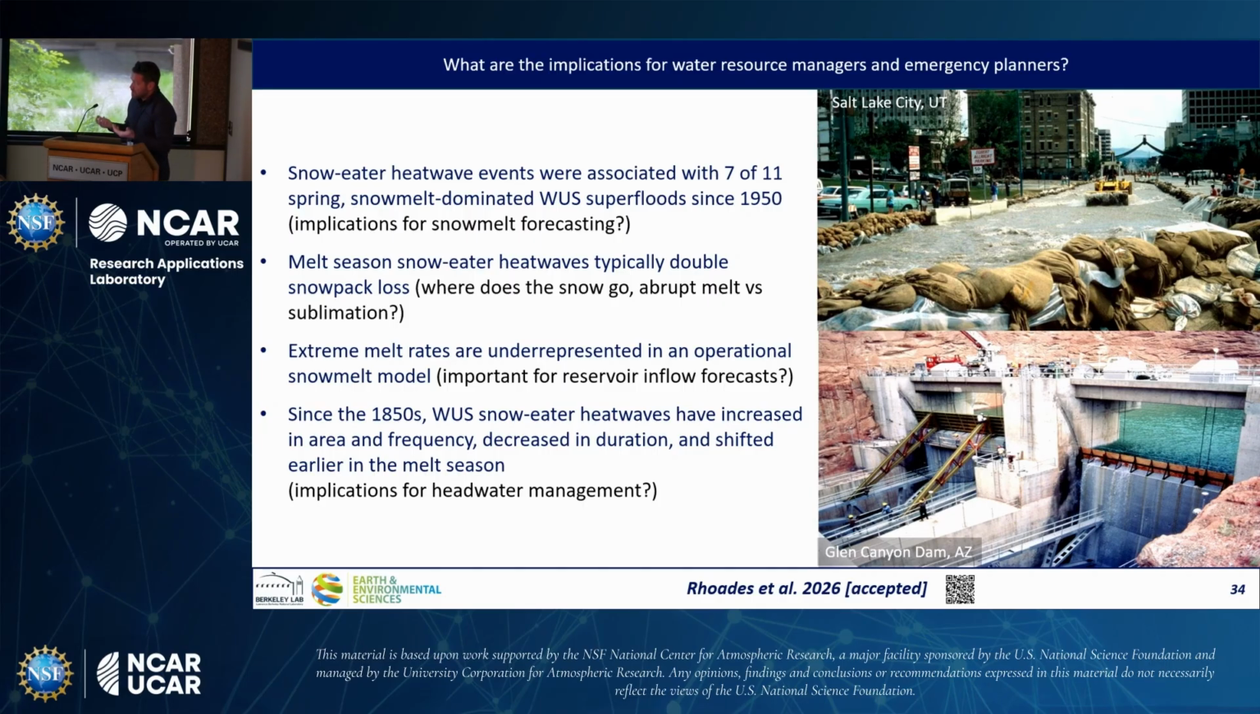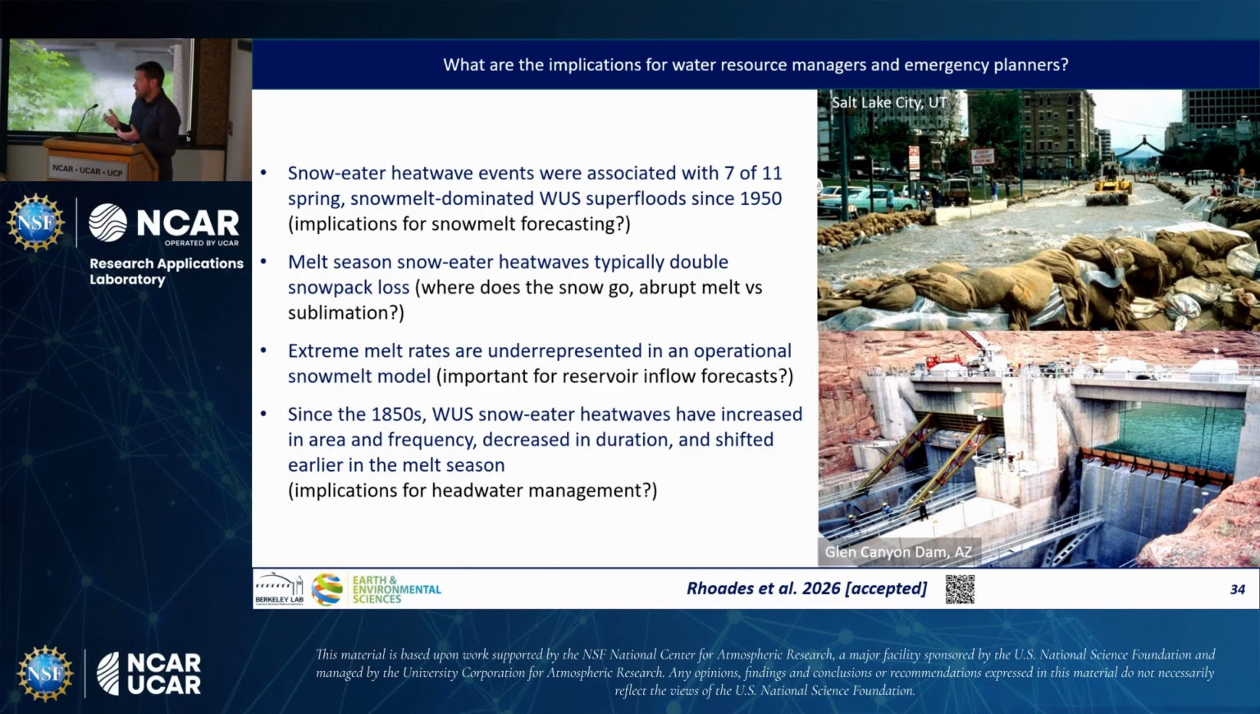Extreme melt rates are underrepresented by operational melt models like Snow 17. So this is really important for reservoir inflow forecasts, kind of like what happened at Glen Canyon Dam. They were saying that the inflows were estimated at much lower amounts than was actually happening. So we tried to provide a path forward for that. I don't think we used the best approach, and there's a lot to be desired still. So I still think that's something that needs to be developed in Snow 17 and other operational melt models: how to account for these nonlinear changes in snowmelt during these extreme snowmelt drivers.